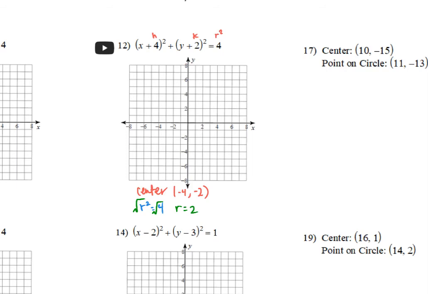Now I can plot my circle. (-4, -2) is my center. To get my radius, I'm just going to go up 2, right 2, down 2, and left 2. And connect the points to make a circle.